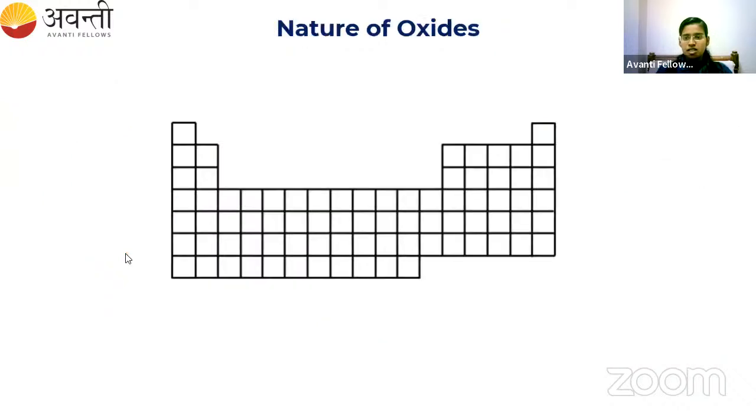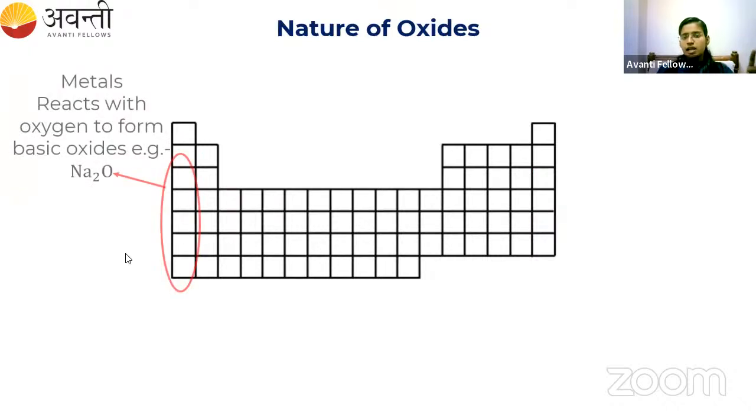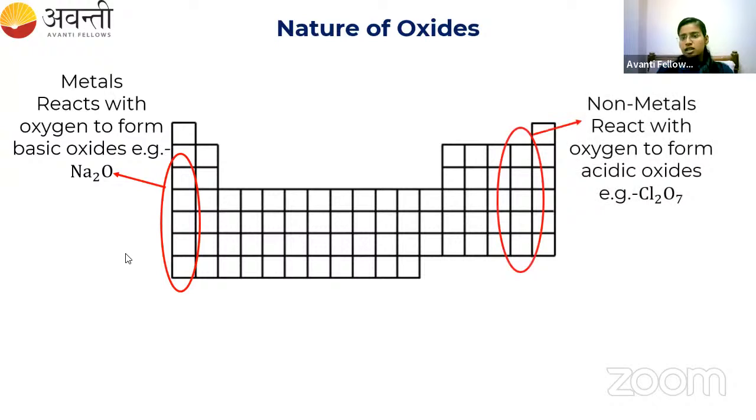The next classification is the nature of oxides. The metals, or the left side elements, react with oxygen to form basic oxides of formula Na2O, and the non-metals will react with oxygen to form acidic oxides. So here sodium is the metal and chlorine is the non-metal. Sodium is forming a basic oxide, chlorine is forming an acidic oxide. Left side, right side. And some elements are present in between, right?